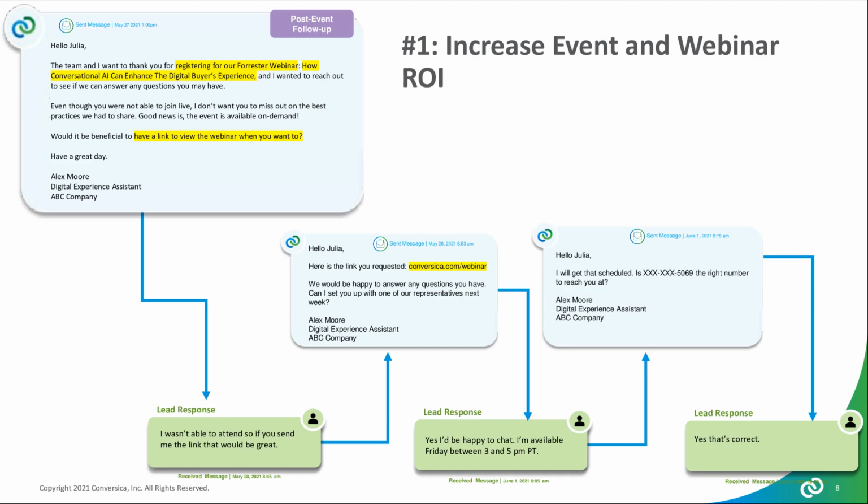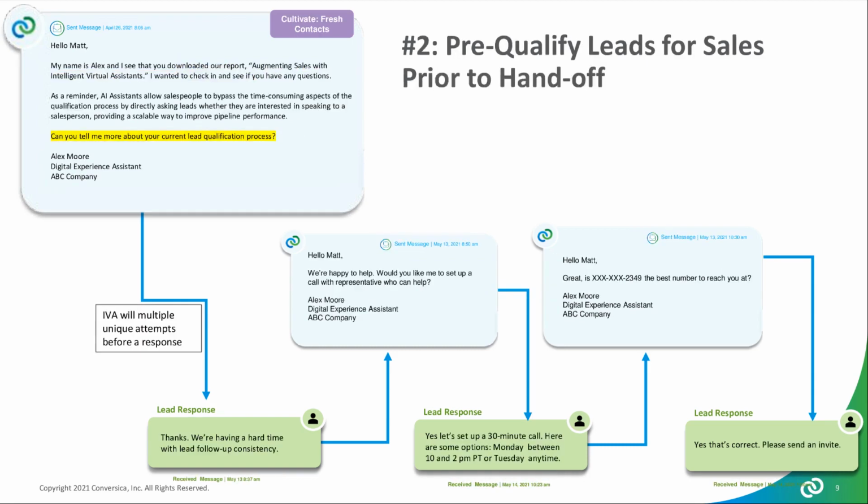So that's increase event and webinar ROI. What about pre-qualifying leads for sales? Yeah, so this is a great example of how we handle content syndication. Those pesky leads that sales is not interested in dealing with. This is how we support sales and bubble up the content syndication leads that are truly interested in having a conversation.